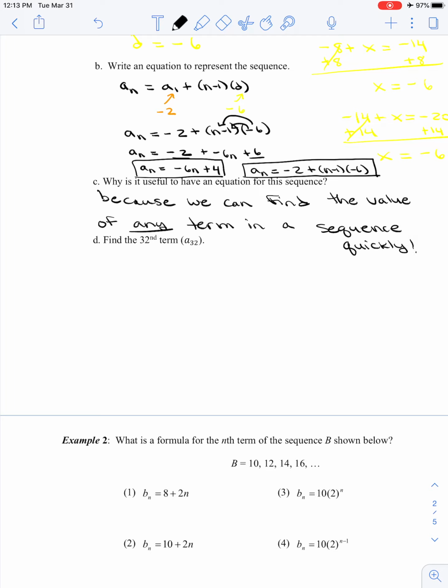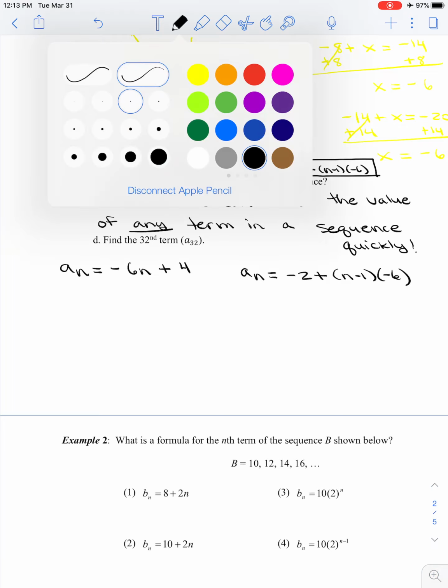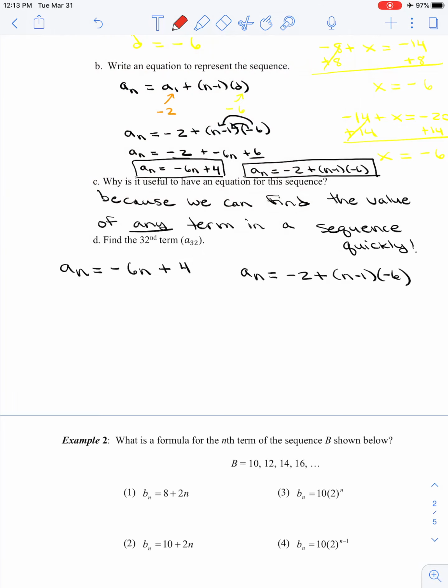Okay, so if we wanted to find the 32nd term, I'm going to use the equation that we wrote. And I'll sub into both equations so you can see. So here's the equation a sub n equals negative 6n plus 4. And here's the equation a sub n equals negative 2 plus n minus 1 times negative 6. They're really both the same equation. One is multiplied out and one is not. So if I wanted to find the 32nd term, what I'm doing is I'm plugging a 32 anywhere I see an n.